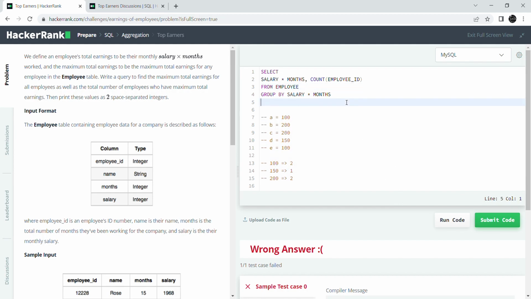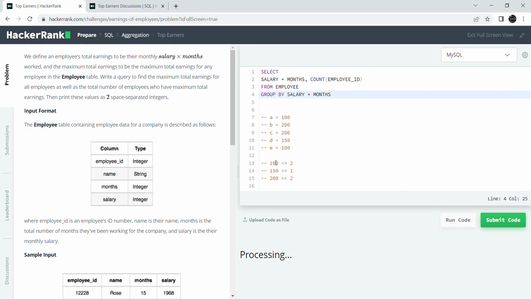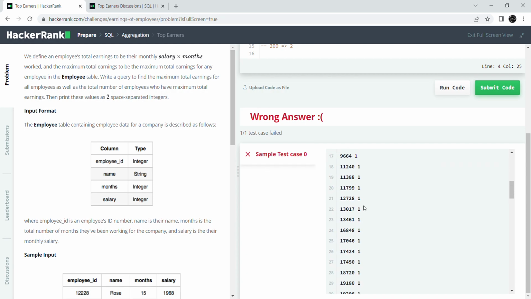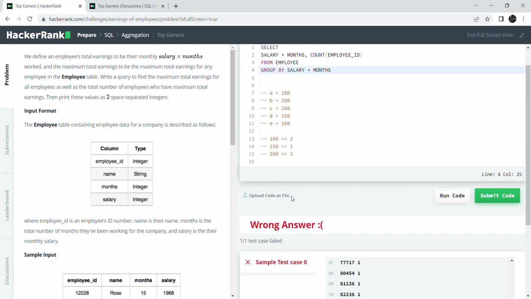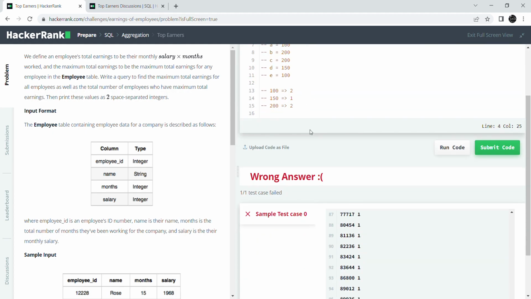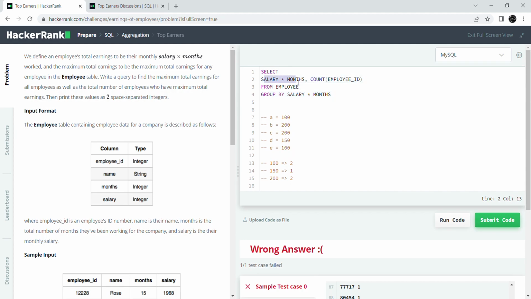Now if we run this code, we will see something pretty amazing. Let's see. So a total salary of 1860 is earned by 1. All these are grouped, like 108064, and this is being earned by 7 people. Now we have achieved one part of the problem.